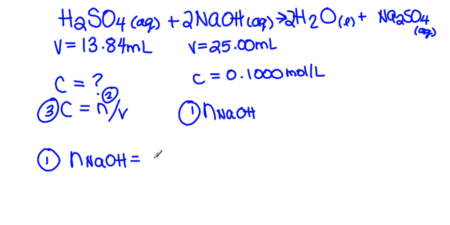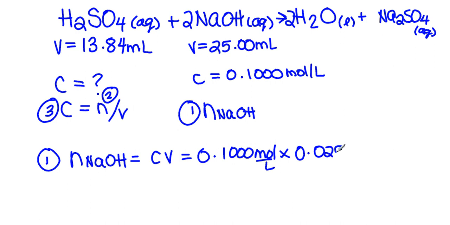So when I rearrange my formula, C is equal to N over V, I know I need concentration times volume. So that's going to be 0.1000 moles per liter. I multiply it by my volume. But remember, this is milliliters and these are liters. So make sure that you change this into liters. And then when you plug that in your calculator, you should get 0.0025 moles. So we have some moles of sodium hydroxide.